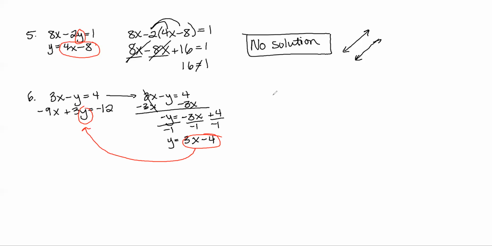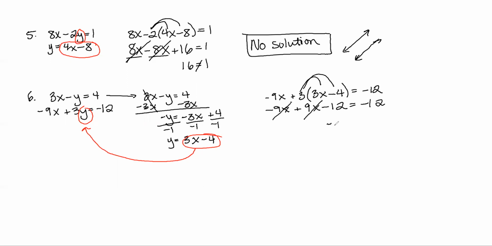So we get negative 9x plus 3 times (3x minus 4) equals negative 12. Let's distribute, so negative 9x plus 9x minus 12 equals negative 12. You can see a lot of symmetry here. Our 9x's are going to cancel because they're opposites. So we're left with negative 12 equals negative 12, which is a true statement.